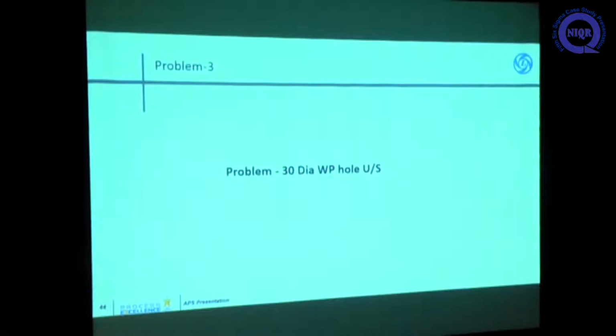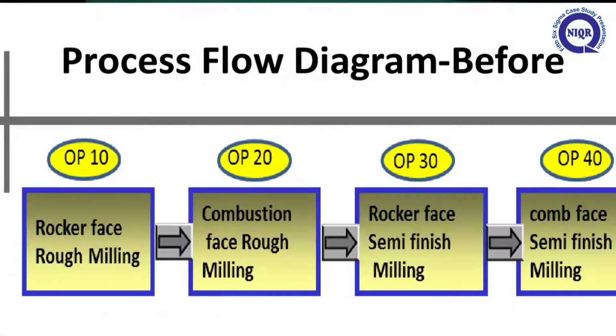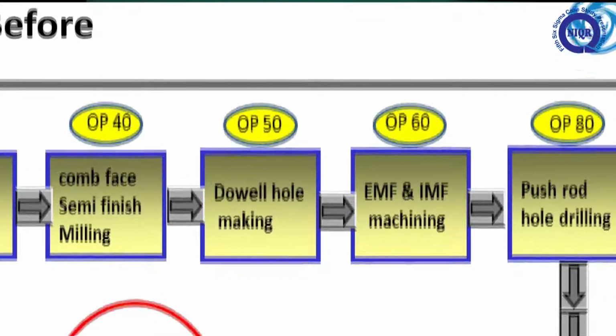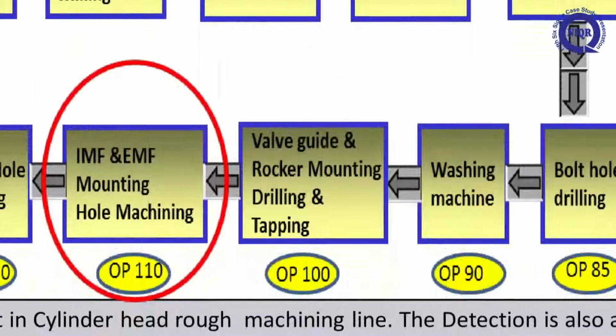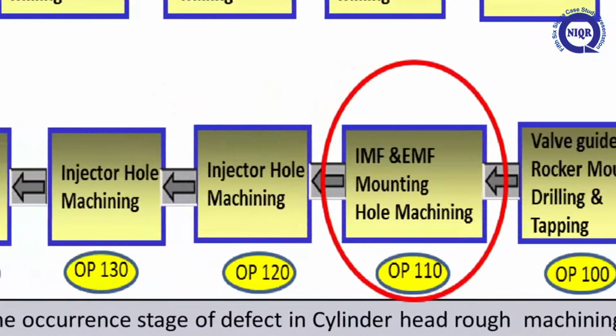The third one was the 30 diameter vertical pole undersized. The vertical pole is the pole which is generated during core removal in the casting process or foundry. When it comes to the machine shop, it comes as a casting pole. We machine and finish the pole to 30 with a close tolerance, and we block the pole with a dummy block for arresting the coolant phase. We are facing the undersize in that particular pole.